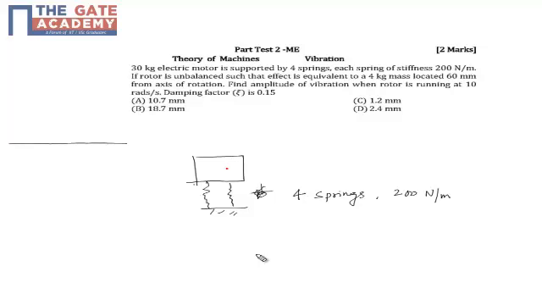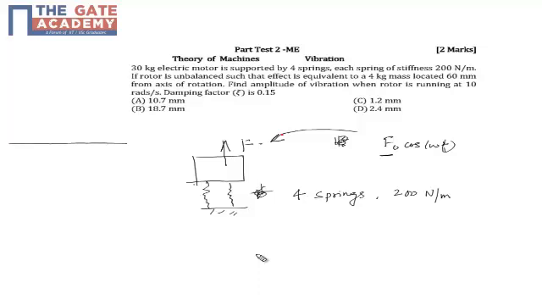Now this is a forced excitation problem. And why is this a forced excitation problem? Because the rotor of the motor is unbalanced, and the unbalanced force is usually in the form of F naught cos omega t. This force oscillates in this form, and it is basically due to the unbalanced rotor mass.